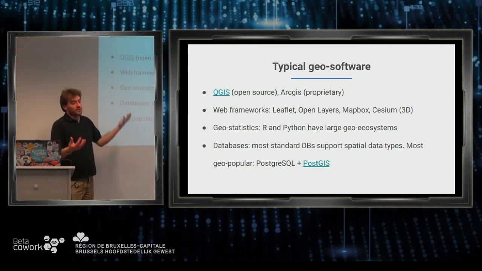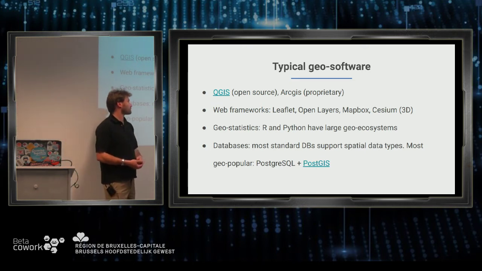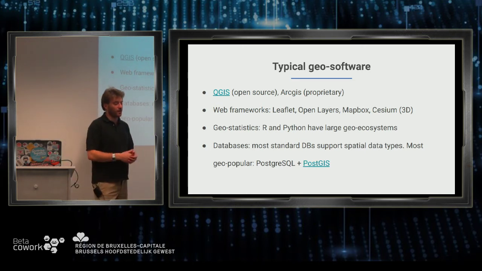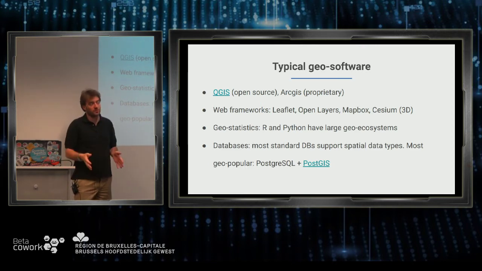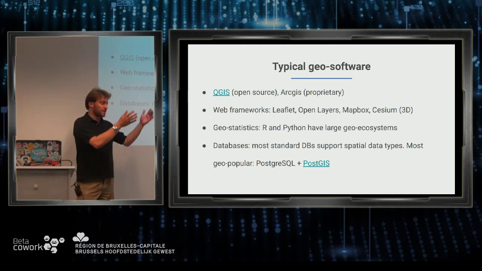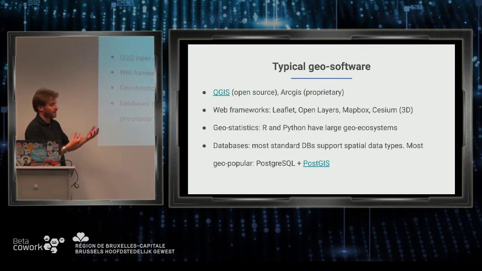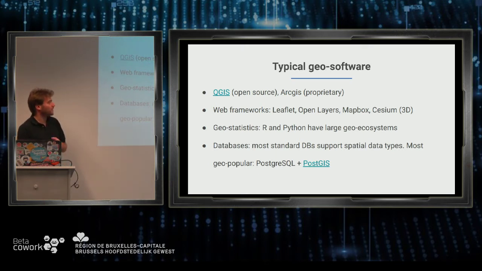If you want to do statistics or geo-related statistics, then typically R and Python have large ecosystems to handle geodata. And if you are into databases, most databases will have some form of handling geodata, namely an extension so that instead of having columns which are integers, numbers, text, you can have columns which are shapes, and you can have spatial indices as well. The most popular in the geo world is using Postgres with the PostGIS extension.